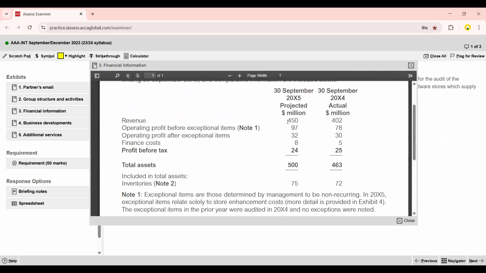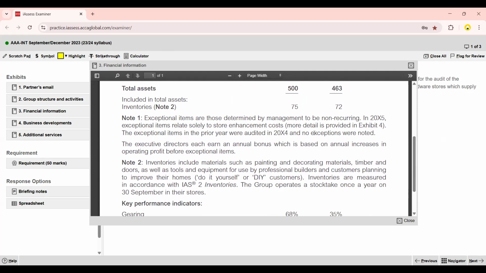Operating profit after exceptional items goes from 30 to 32. Finance cost 5 to 8. Profit before tax from 25 to 24, meaning there is a 1 million loss. Total assets 463 to 500. There is a capital expenditure included in total assets. Inventories, Note 2, 72 to 75, meaning we are bleeding our cash.